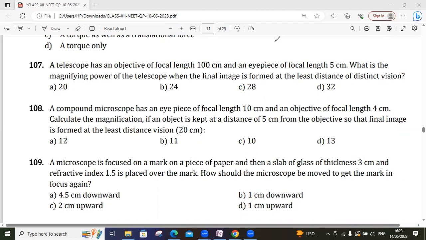See, for telescope, we have seen if image is formed at infinity, final image, m is equal to f by fe. If it is formed at near point, it is m is equal to f by fe into 1 plus fe by d. As you can note down, if it is formed at near point. You just substitute the values now. It is 100 by 5 into 1 plus 5 by 25. 1 by 5 is 6 by 5. That is 25, 25, 4, 4 into 6, 25.